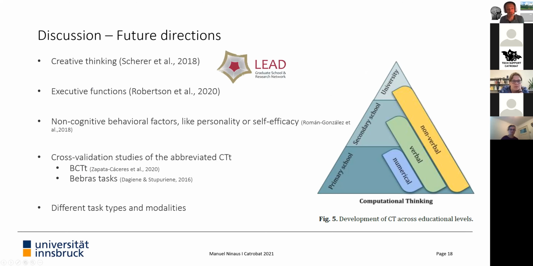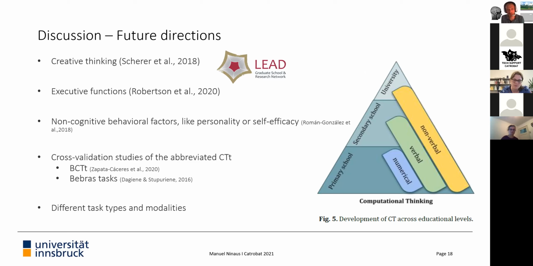And finally, some future studies or some outlooks. We of course need to have a look at other cognitive abilities beyond what we looked at, for instance, creative thinking, executive functions, but also non-cognitive behavioral factors like personality or self-efficacy. And as regards our test, we of course need to run further cross-validation studies, especially now with the newly developed tests, the BCTT, as well as with the established BEBRAS tasks. But we also, I think, should consider different formats or different task types, and maybe also different modalities.